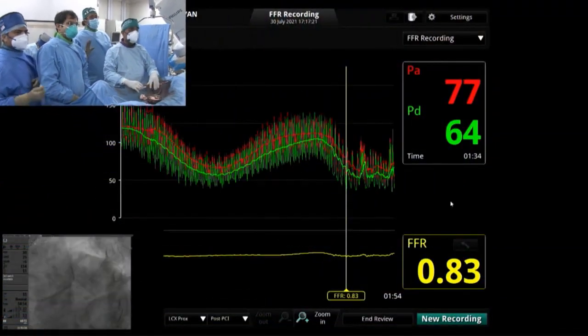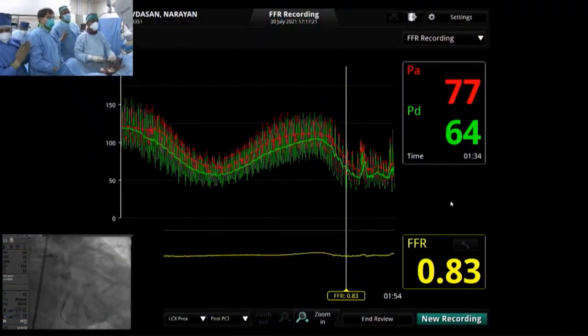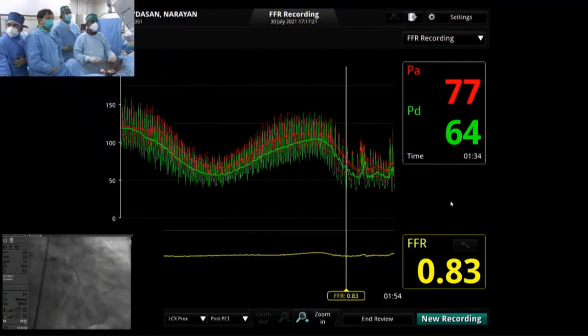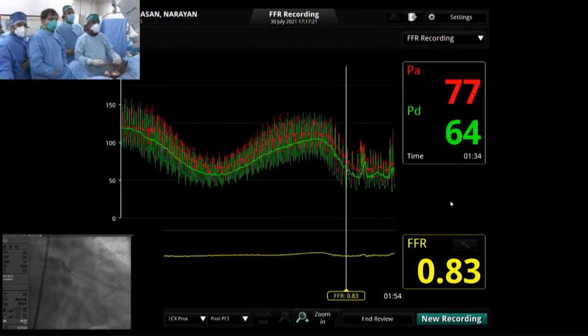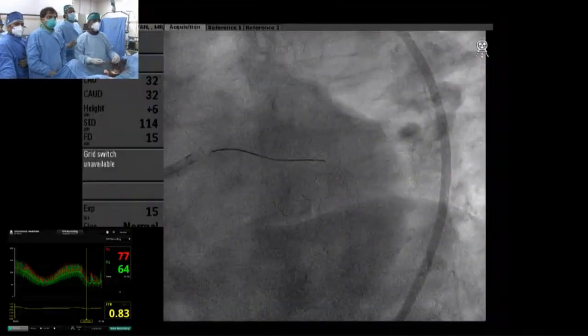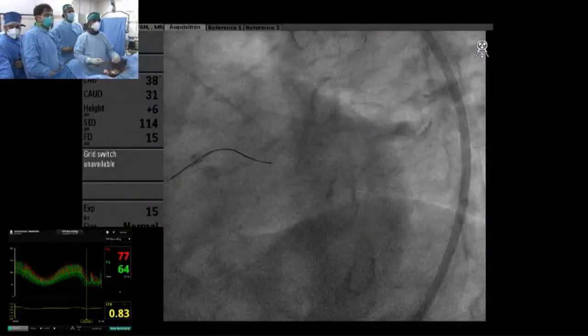Hiremath, before we break, no, sir? No, no, we need to look at the diagonal. Diagonal is quite an important vessel. And diagonal will be positive, sir. Angiography wise, it's tight, no? It's tight. So we are going for diagonal now.